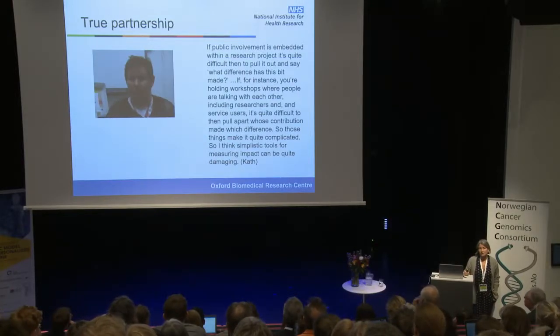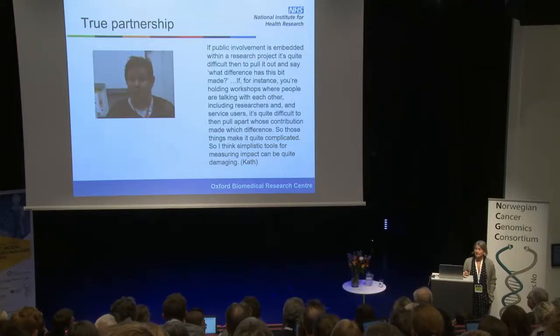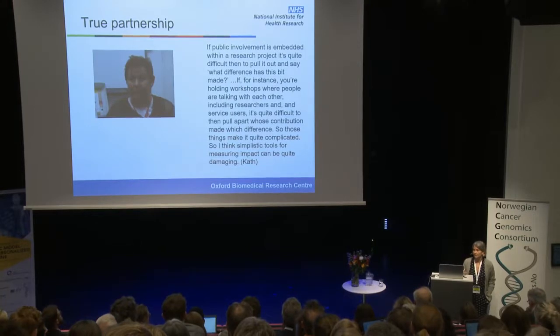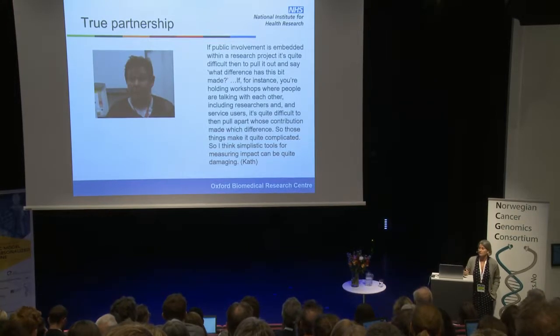And going back to the measurement and impact argument, this is Kath, whose son died of a neurodegenerative condition in his late teens. And she became involved after his death as a way to try and make sense of her life and find a new way of being, she puts it.